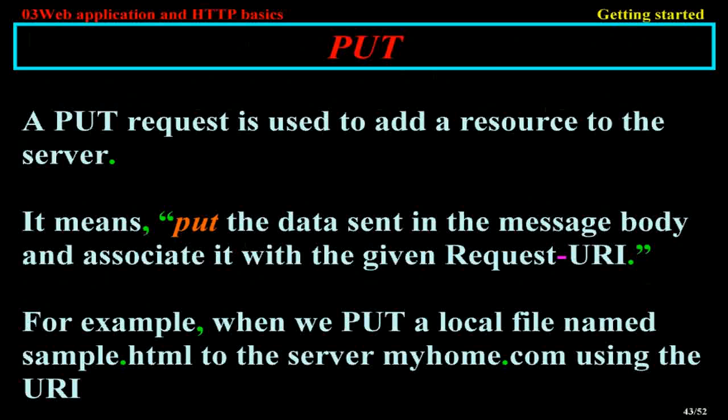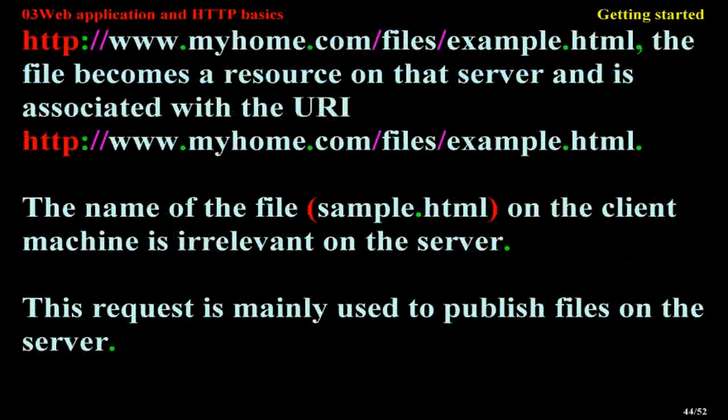It means put the data sent in the message body and associate it with the given request URI. For example, when we put a local file named sample.html to the server michaelum.com using the URI http://michaelum.com/files/example.html, the file becomes a resource on that server and is associated with the URI http://michaelum.com/files/example.html. The name of the file sample.html on the client machine is irrelevant on the server. This request is mainly used to publish files on the server.